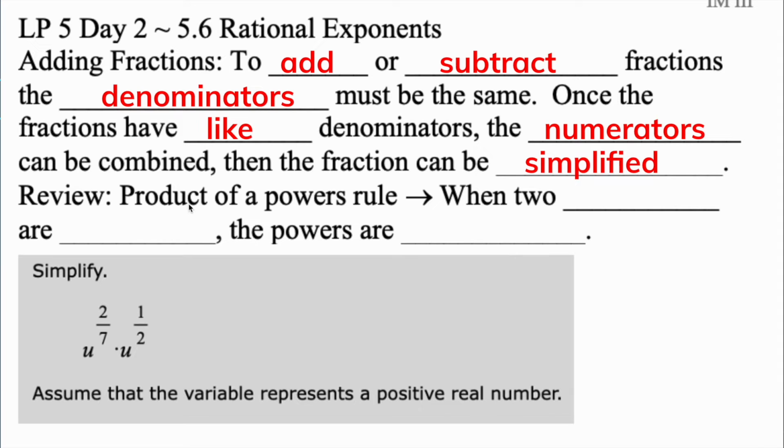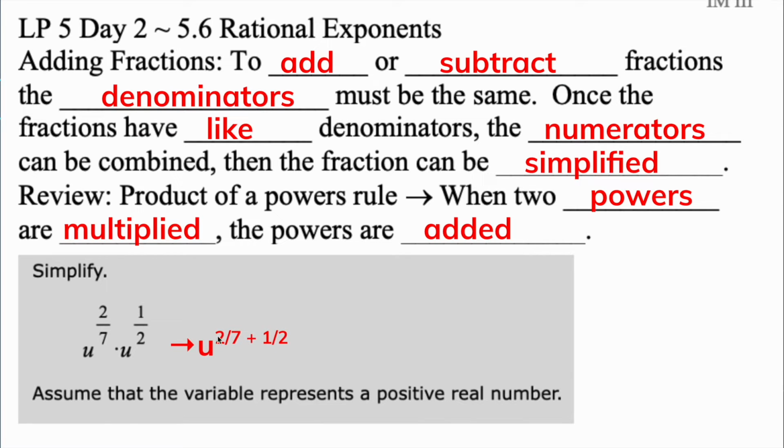And also we want to review product of power rule. When two powers are multiplied, the powers are added. So that's why we're talking about adding these fractions. So I have two powers here that are being added. They have the same base. So I'm going to add 2 sevenths and 1/2. Well, in order to add those two fractions, I need the denominators to be the same.